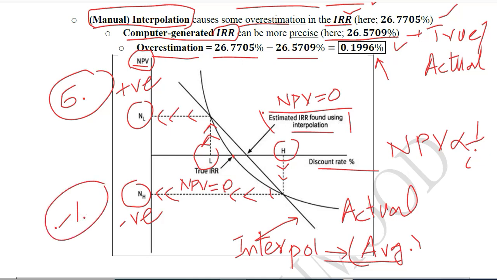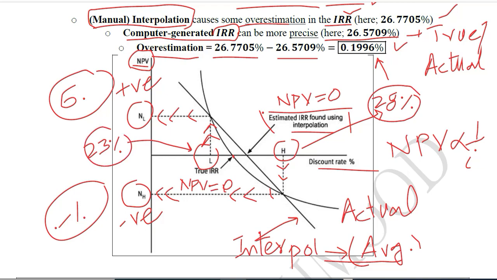We should also try to highlight this. It was 23%, the lower discount rate, and this was 28%. So these are the 4 values that we used in that calculation to find the interpolated IRR.